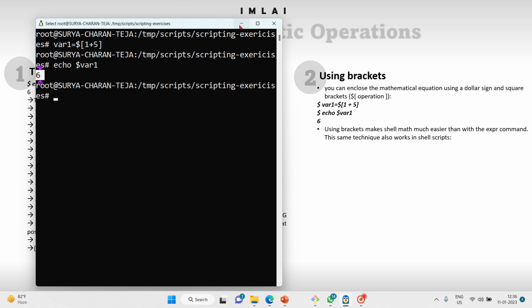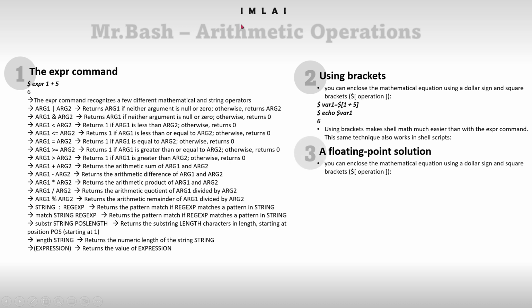Now let's look into a floating point solution. If it is a floating point arithmetic operation, how will you do it? You can use several solutions for overcoming the bash integer limitations. The most popular solution uses the built-in bash calculator called bc. That is one way. The basics of bc: the bash calculator is actually a programming language that allows you to enter floating point expressions at a command line, and then it interprets the expressions and calculates them.